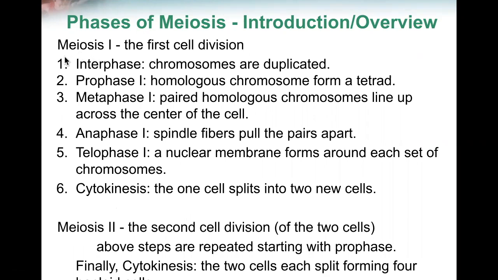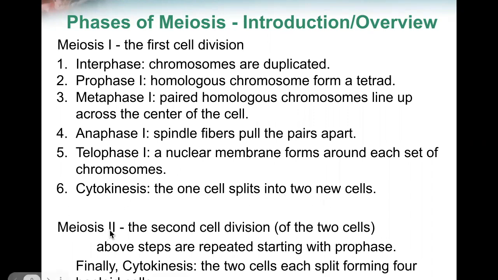So meiosis 1: interphase, chromosomes are duplicated. Prophase, homologous chromosomes form a tetrad. Metaphase, paired homologous chromosomes line up across the center of the cell. Anaphase, the spindle fibers pull pairs apart. And telophase, a nuclear membrane forms around each cluster of chromosomes. And cytokinesis, the one cell splits into 2 cells.